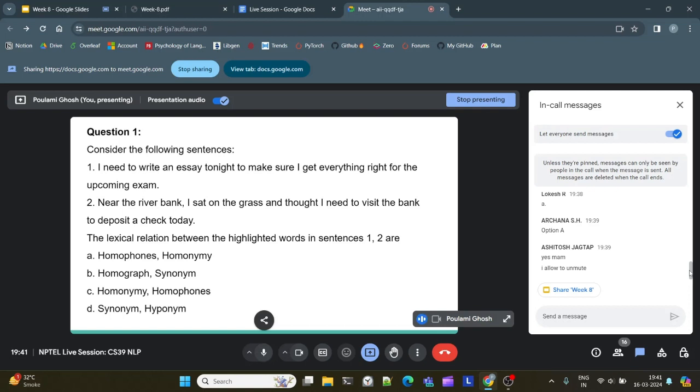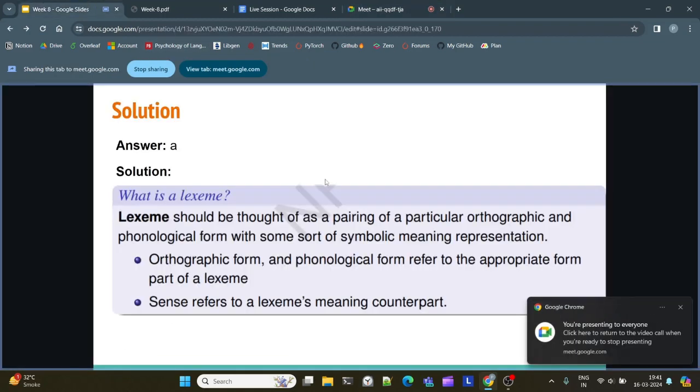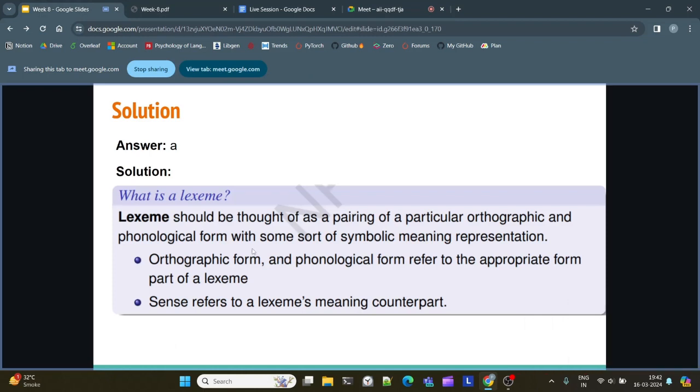Yeah, correct. All right, let's discuss. So the answer is A, as all of you have mentioned. Let's just briefly discuss the associated theory. Corresponding to a lexeme, there are two things. One is the form part, and another is the sense part. So what is the form? Form has two things. It could be the orthographic form and the phonological form. Orthography is the way we write it. Phonology is how we pronounce it.